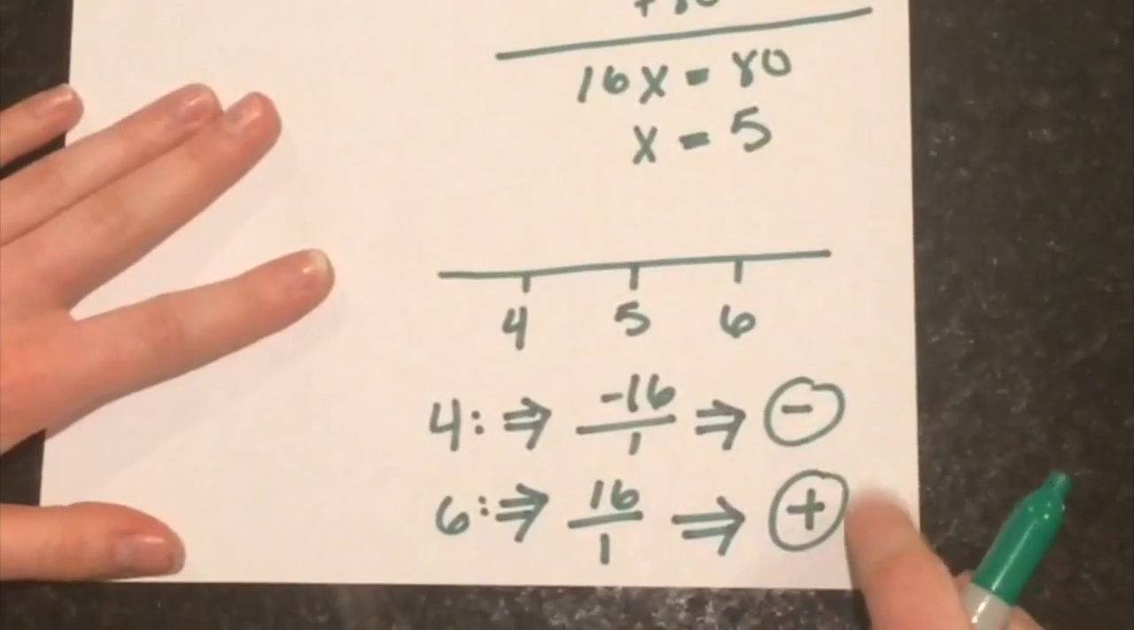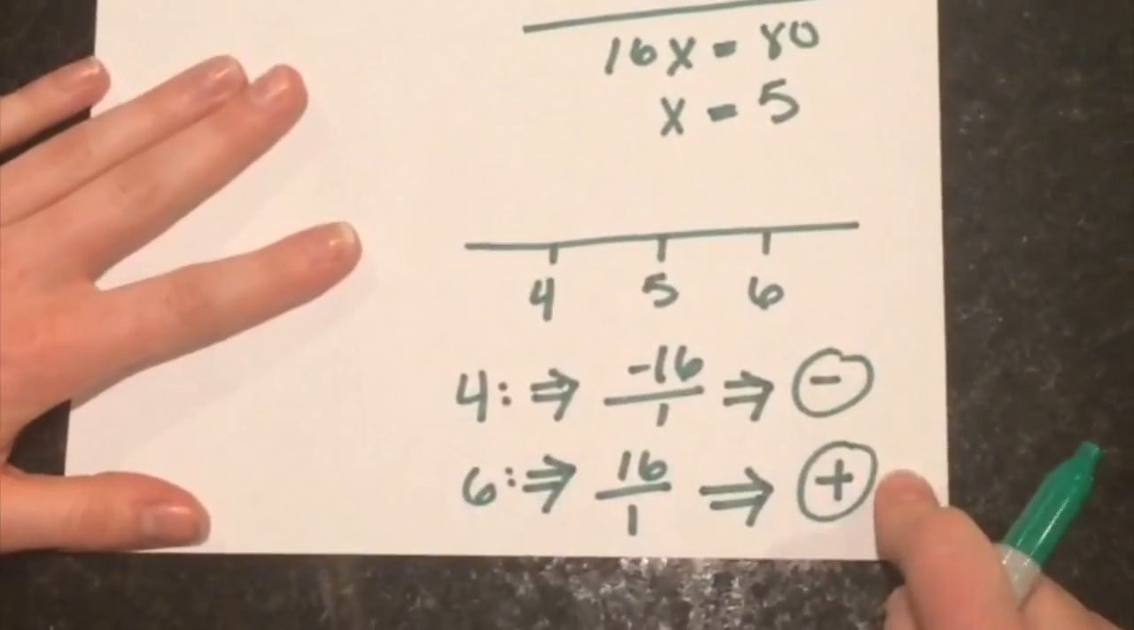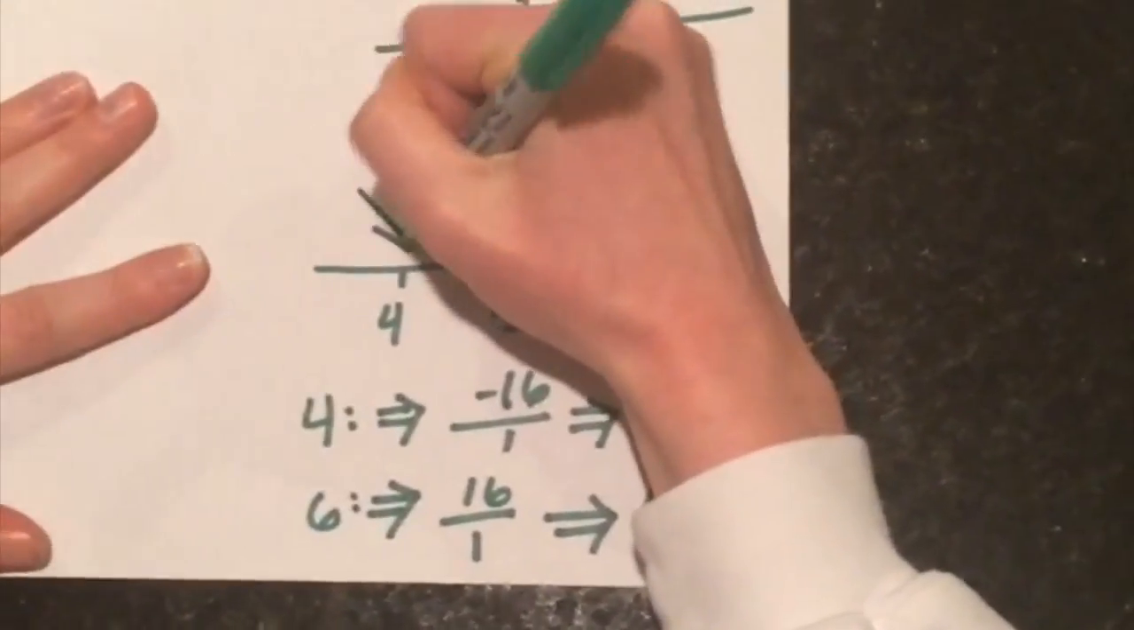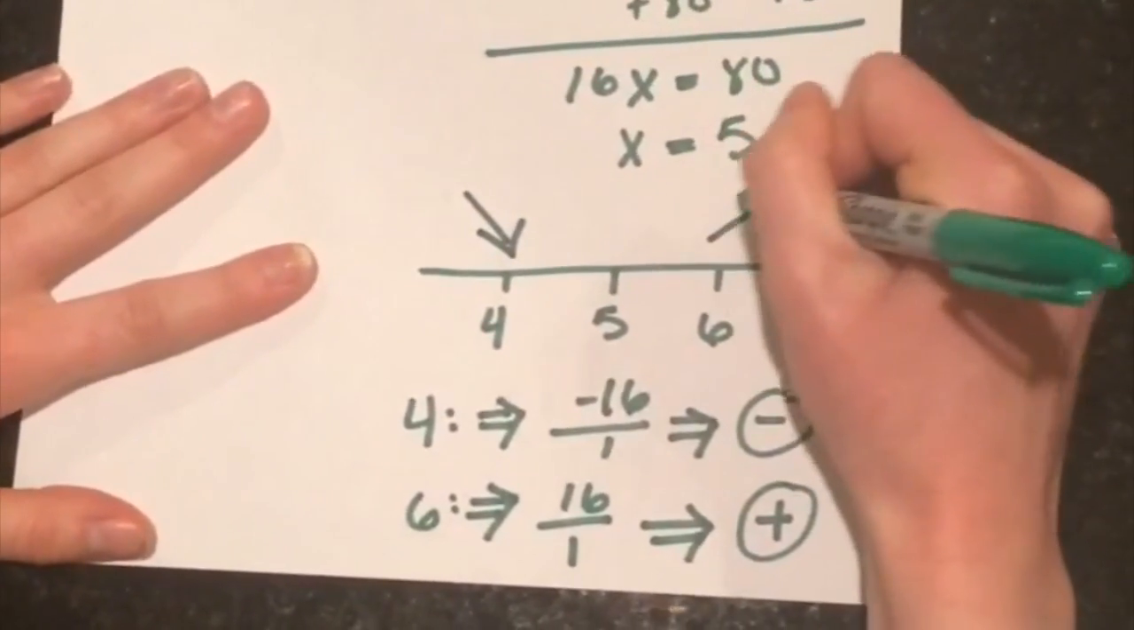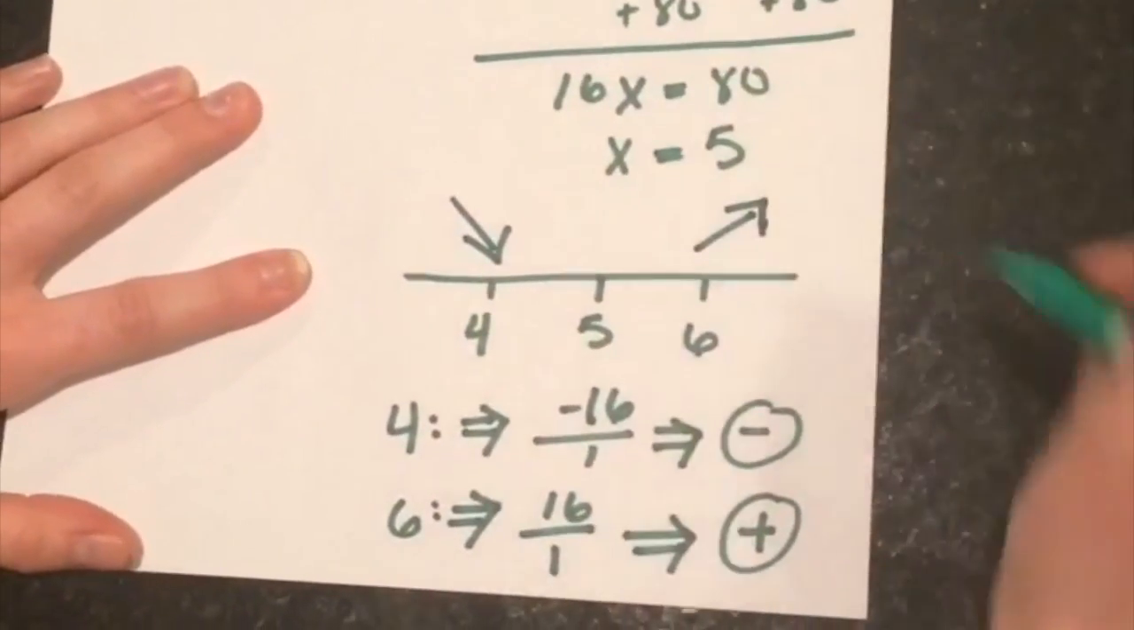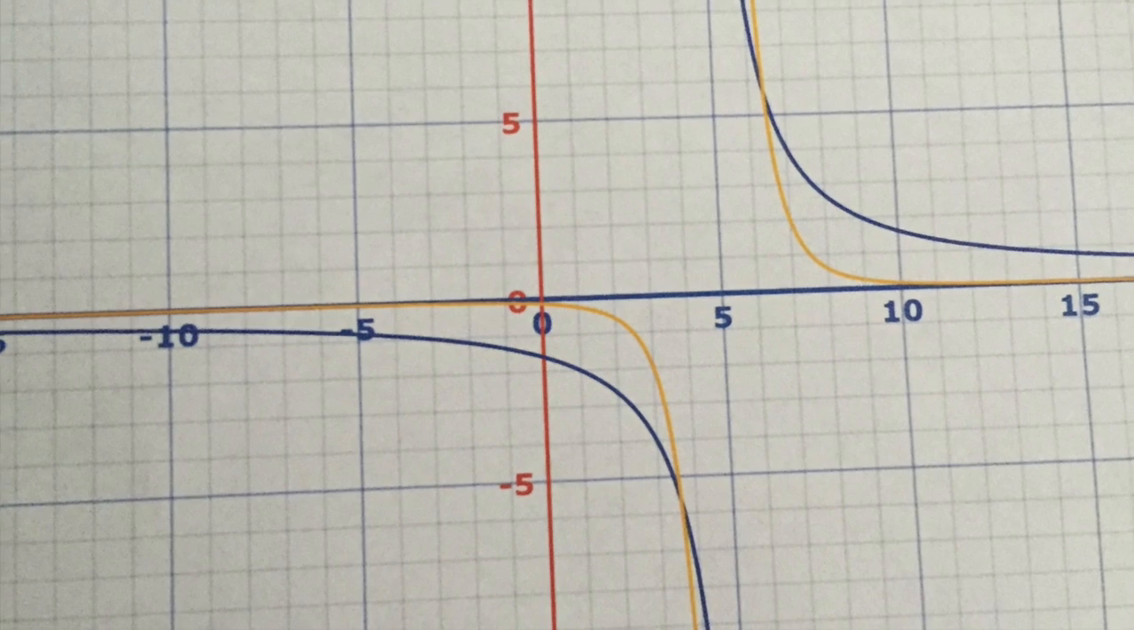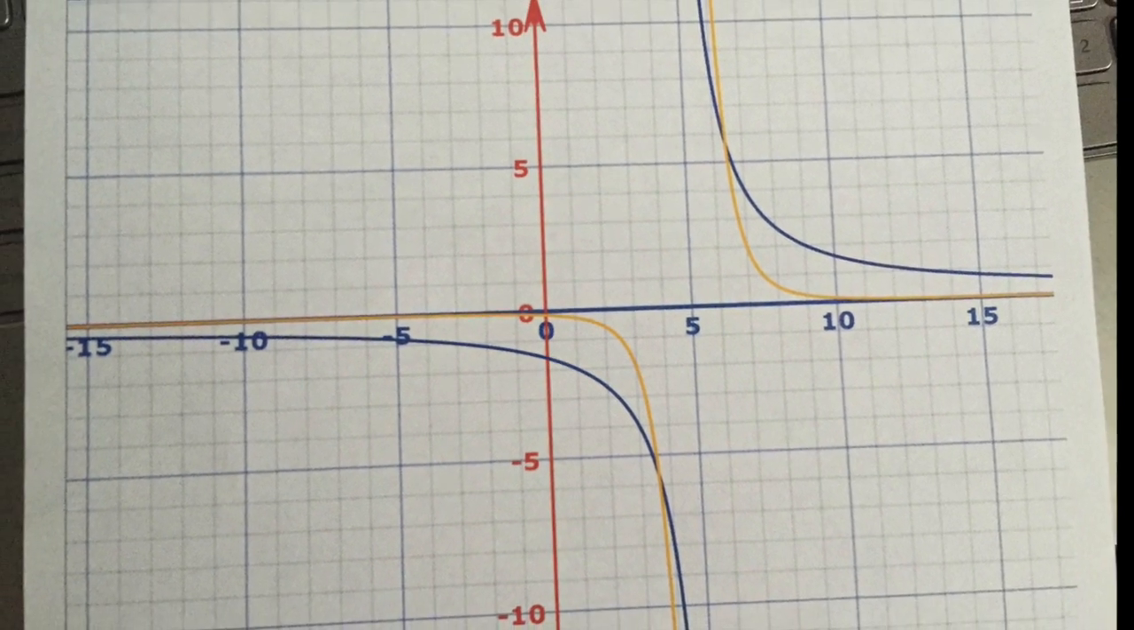The intervals of the function are negative infinity to 5 and then 5 to positive infinity. We can confirm this is true by looking at the graph, and then we can also see that there are no inflection points.